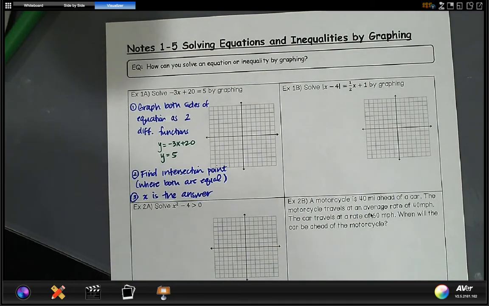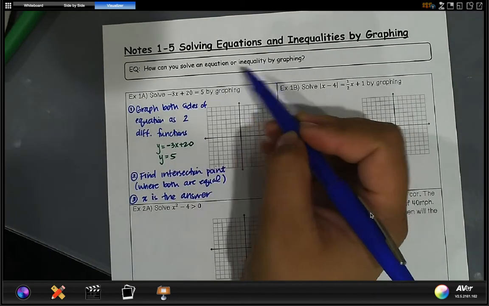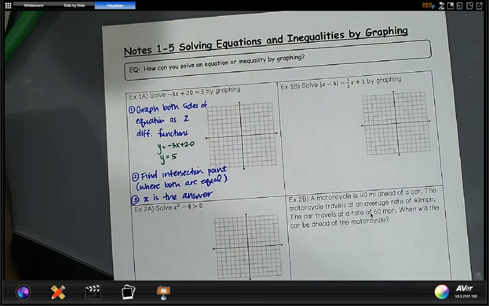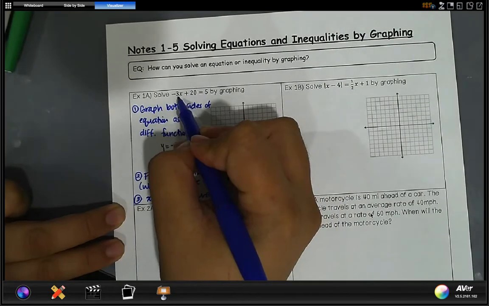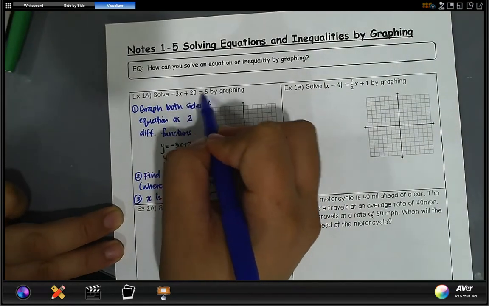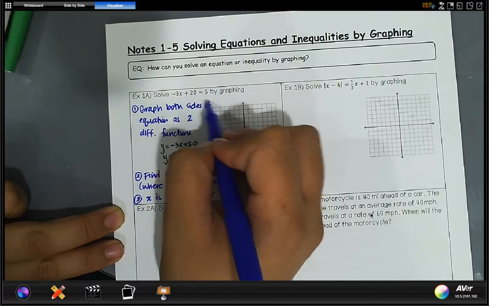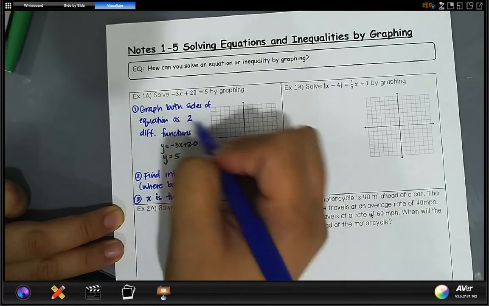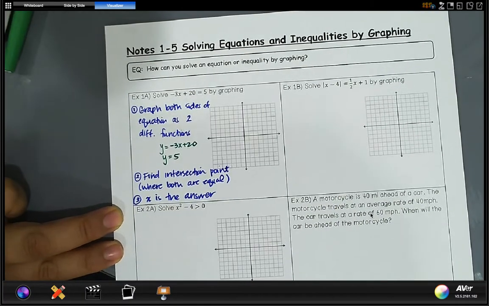Today we're going to show you guys how you can solve an equation or an inequality by graphing. We've been showing you guys how to do this algebraically, and while sometimes algebraically is totally easier, we figured we should also introduce graphing as a skill to solve. So in the first one, it says solve negative 3x plus 20 equals 5. I could subtract 20 from both sides, divide by negative 3, and get my answer.